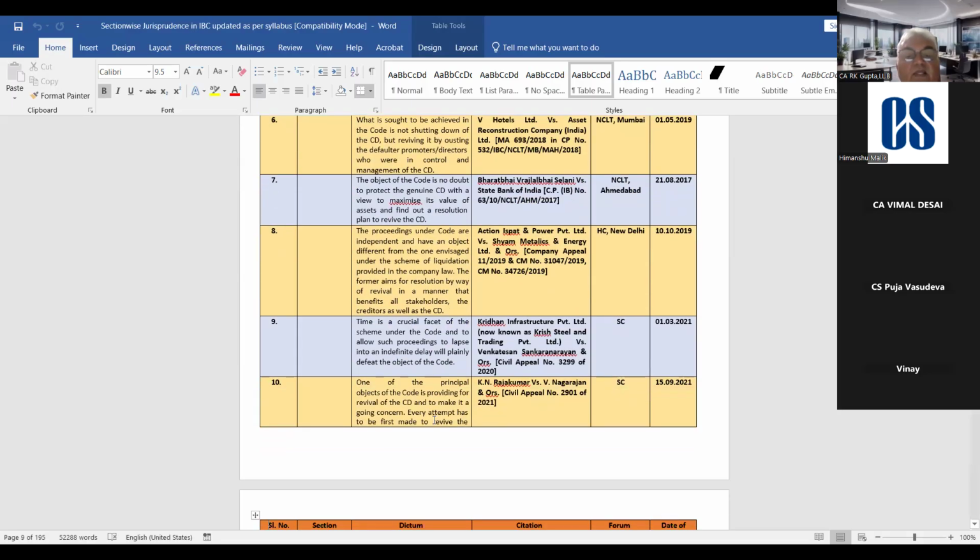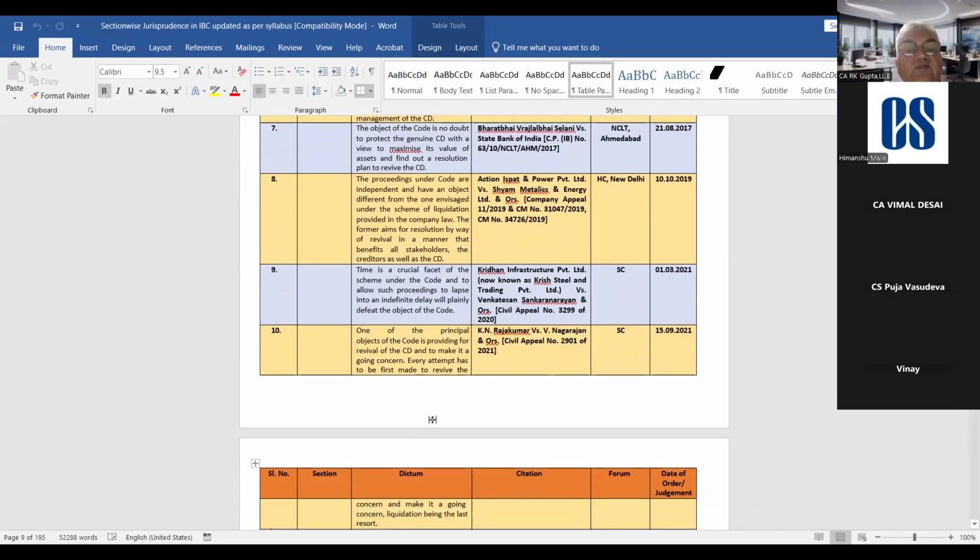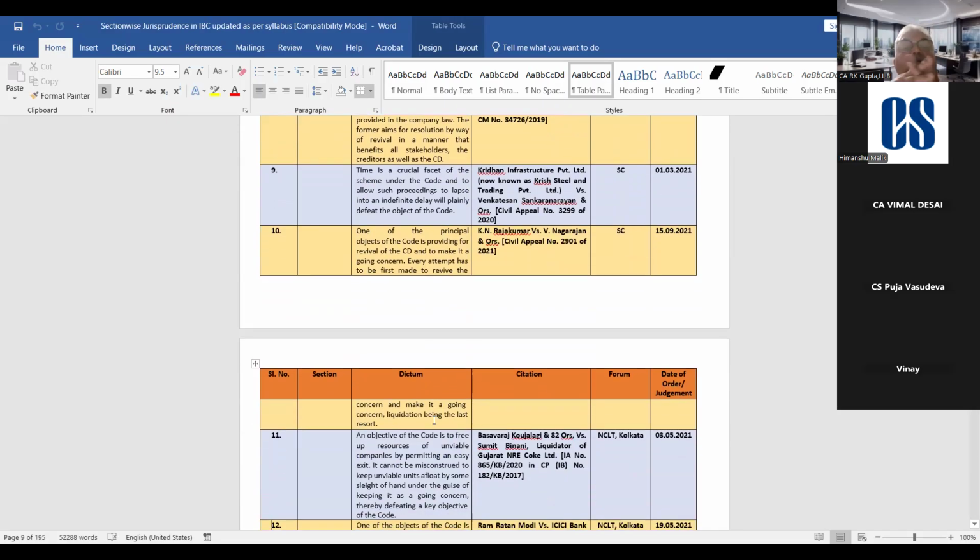Then Kridhan Infrastructure Private Limited, it was said that time is crucial facet of scheme under the code, and to allow such proceedings to lapse into an indefinite delay will plainly defeat the objective of the code, because it is expected to be a time-bound mechanism. What was the defect with the earlier laws? Suppose winding up cases were being handled by high courts there. So it took them decades before the cases were disposed of. But here they say whatever you want to do, you do it in a time-bound manner.